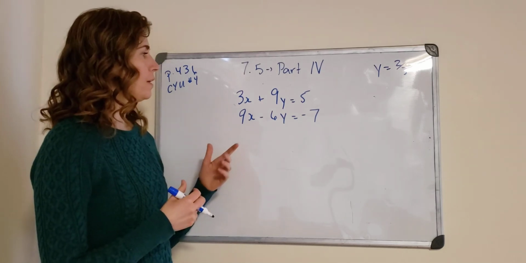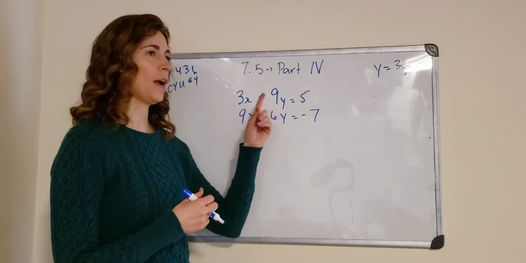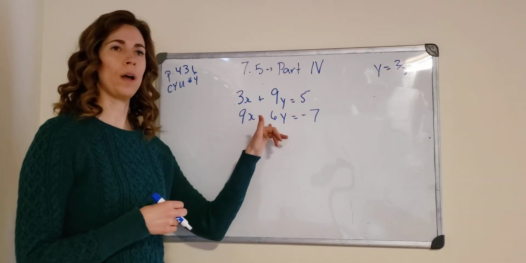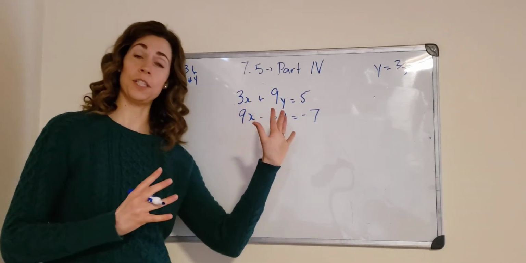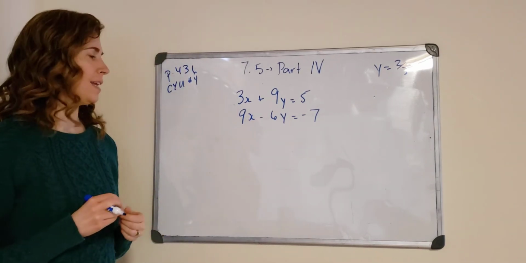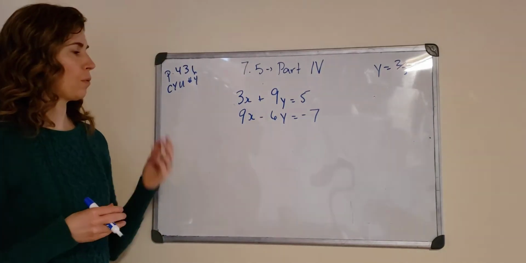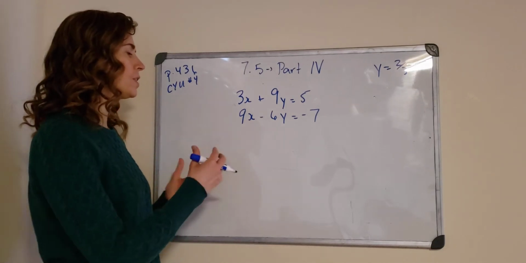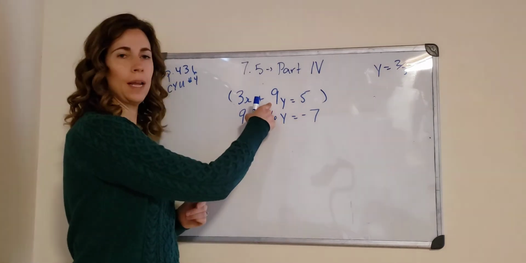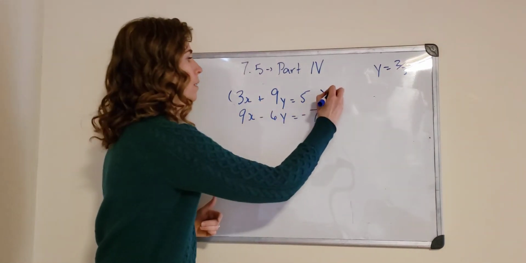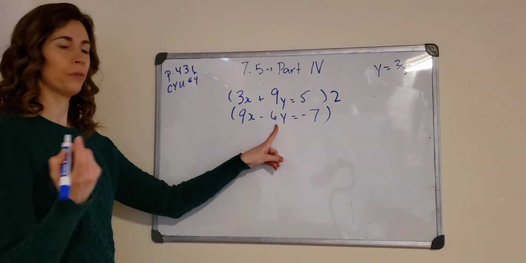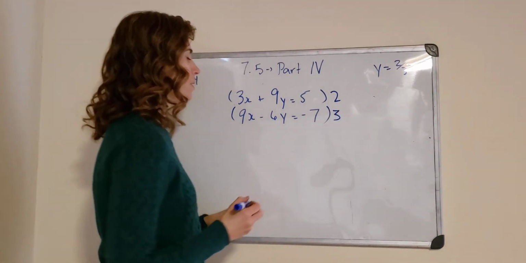So if I think about that, 9, 18, 27, 36. 6, 12, 18. Ooh, 18, I just said 18 with the 9. So 18 would be the smallest number they both divide evenly into, or the lowest common multiple. So let's get them both to be 18. What do I need to multiply this one by to get 18? 2. And what do I need to multiply this by to get 18? 3. Great. So let's go ahead and do that.